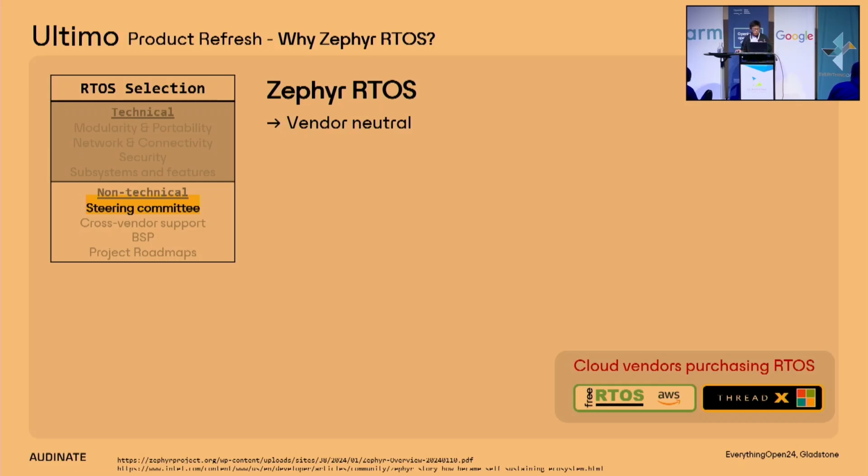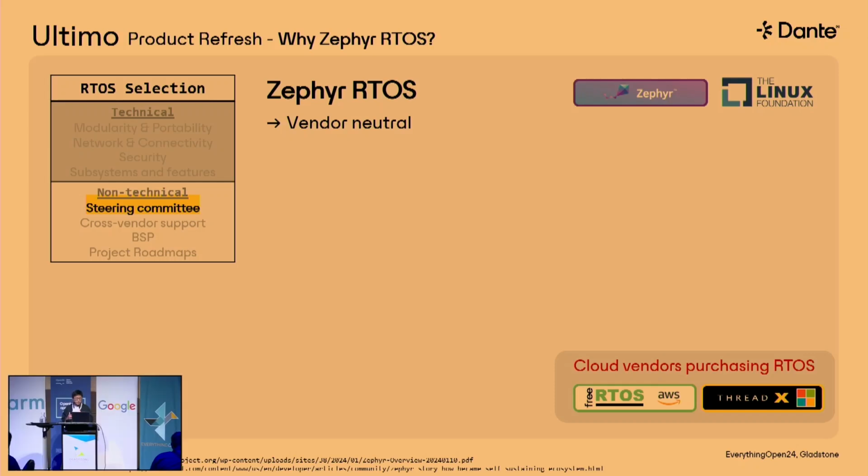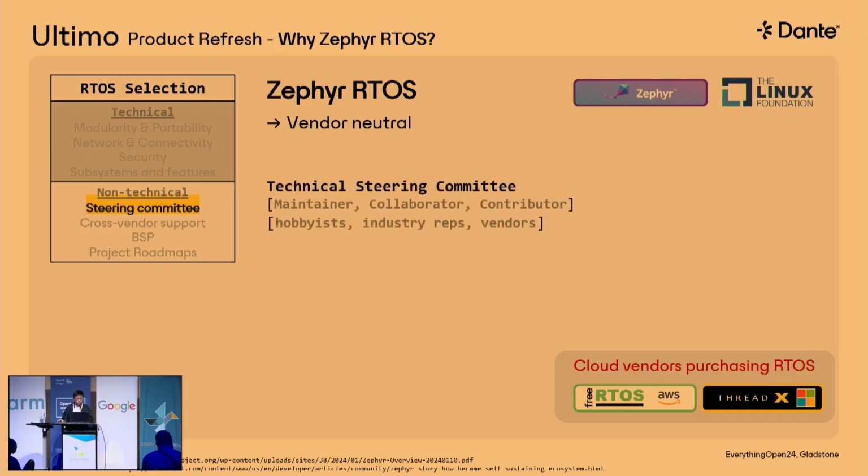And that made Zephyr RTOS a really nice option because the people behind the Zephyr project is the Linux Foundation. The project is steered by the community rather than a single entity or organization. So the technical steering committee is made up of maintainers, collaborators, and contributors, and these people are coming from the industry, so industry representatives, hobbyists, and vendors. There are actually a lot of interesting vendors backing the movement of Zephyr RTOS, including Intel, Nordic Semiconductor, and more.